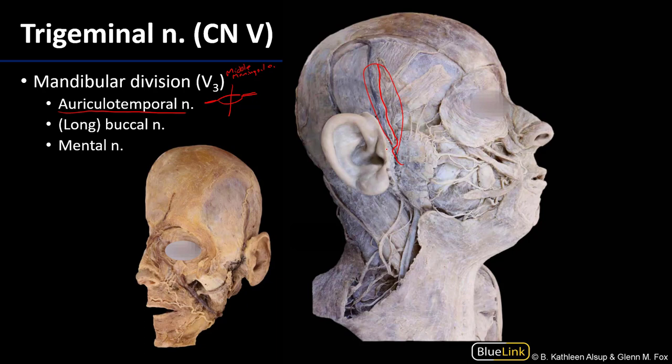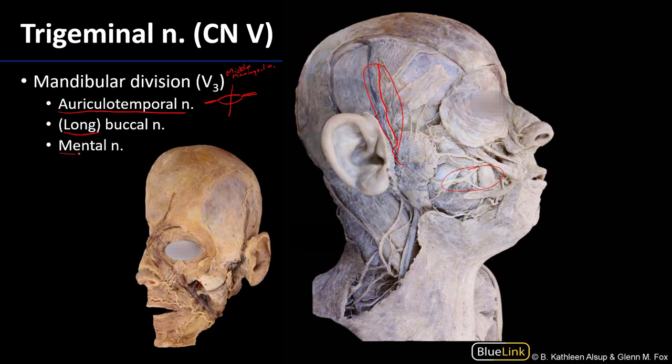There's also the buccal nerve, very frequently called by clinicians the long buccal nerve. That long buccal nerve is transmitted through the buccal space to, and we can't see this superiorly here or superficially, but it innervates the skin that's superficial to the cheek region.